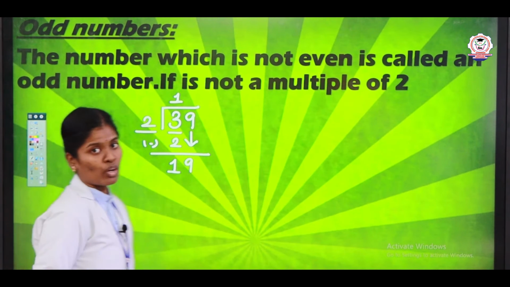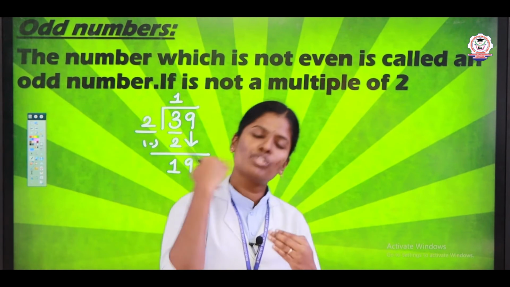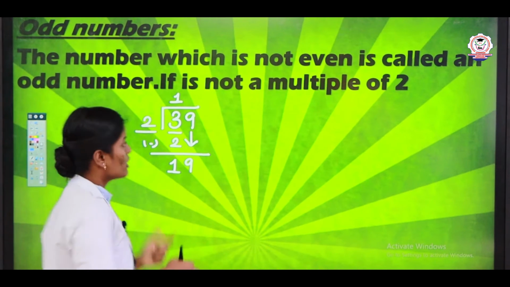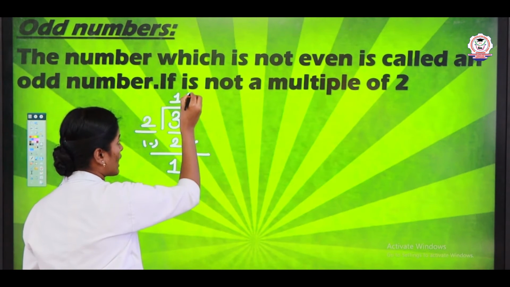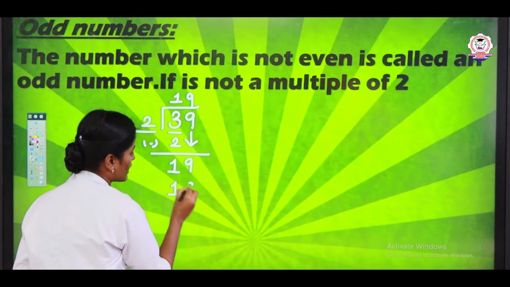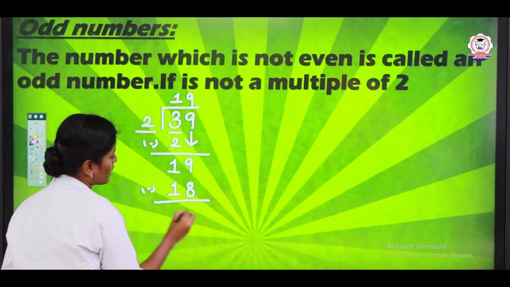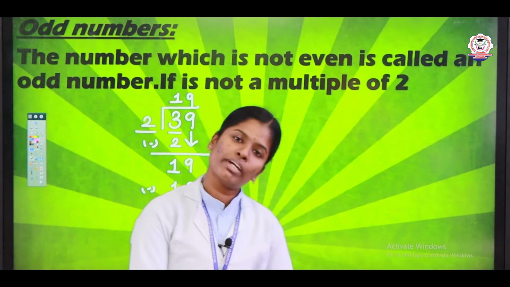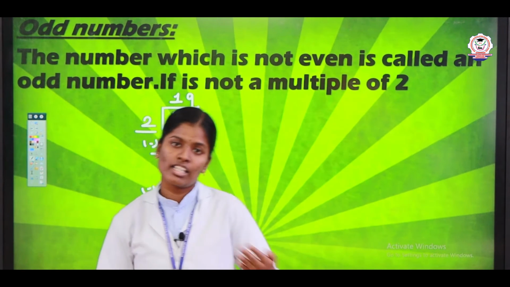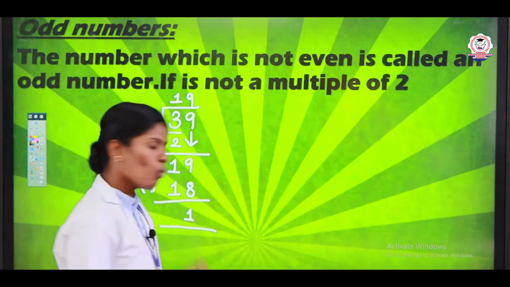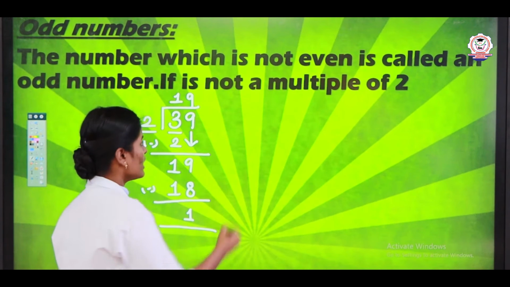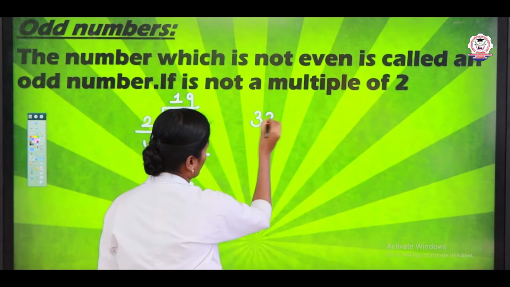You all know the 2 table numbers end with 2, 4, 6, 8 like that. So 9 is not possible. In the 2 table we have 4 twos are 8, so the remainder we got is 1. Already I told you, if we get 0 in the remainder, that means yes. Here we get 1. It is not an even number. So 39 is an odd number.